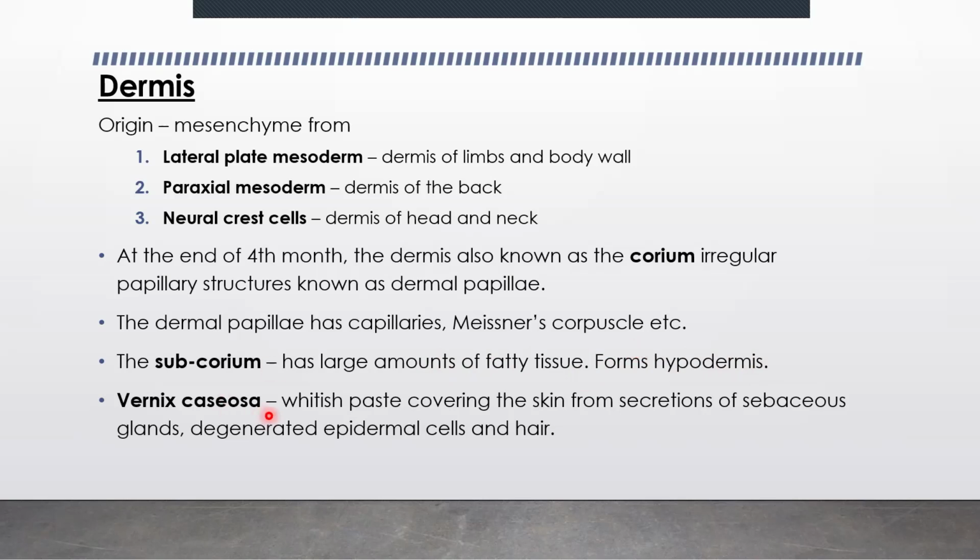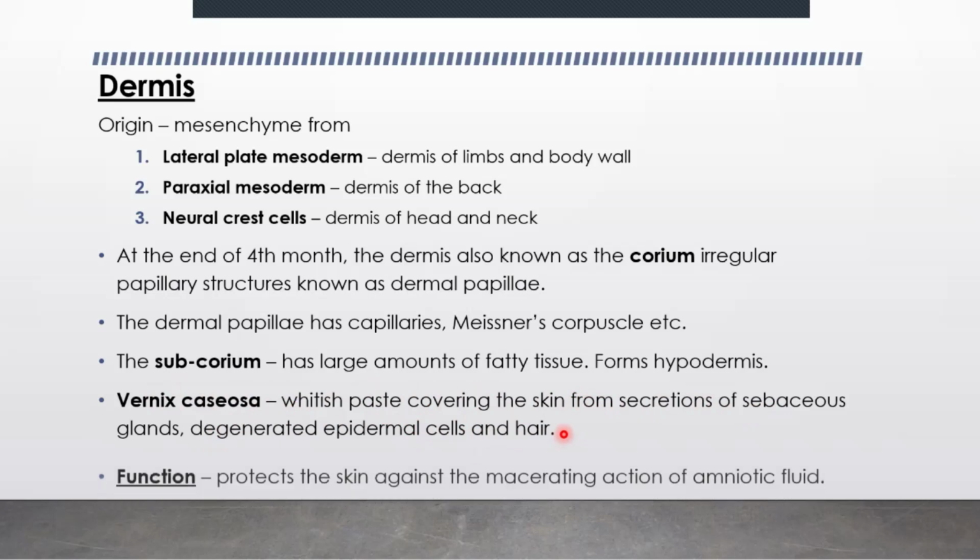Then I hope you can remember the periderm that we talked about, the outermost layer. The periderm, which degenerates and sloughs off, forms the vernix caseosa together with degenerated epidermal cells, sebaceous glands, and hair. So the vernix caseosa is a whitish paste covering the skin, from secretions of sebaceous glands, degenerated epidermal cells, and hair.